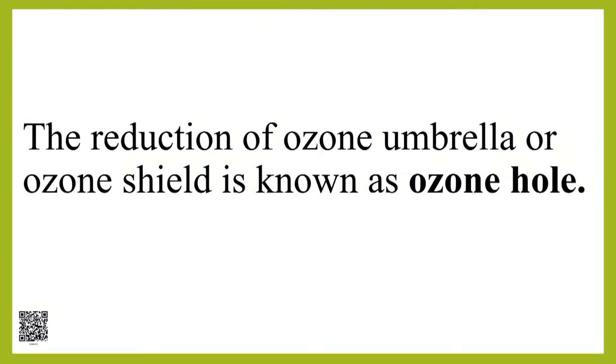Actually what is happening is that the chlorine present in the CFC, on reaching the ozone layer, splits the ozone molecules to form oxygen, thereby reducing the amount of ozone. Reduction of the ozone umbrella or ozone shield is known as the ozone hole or thinning of the ozone layer.